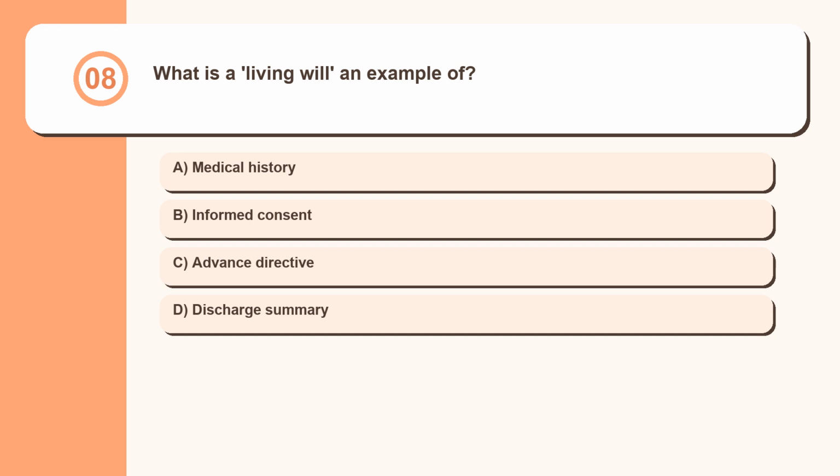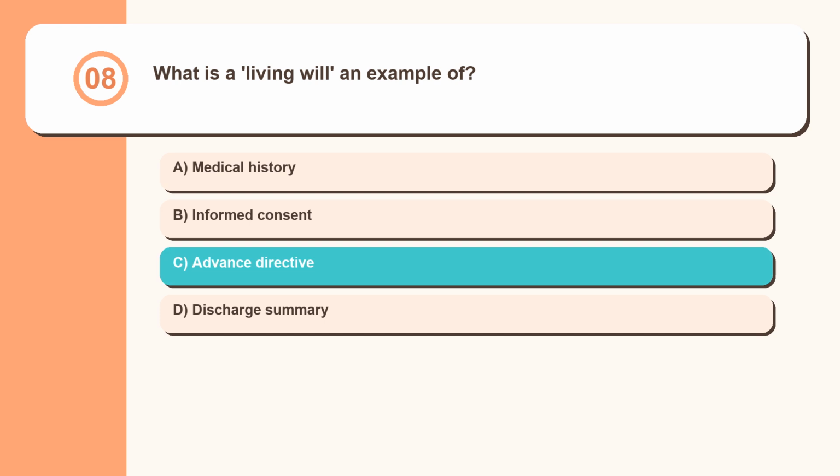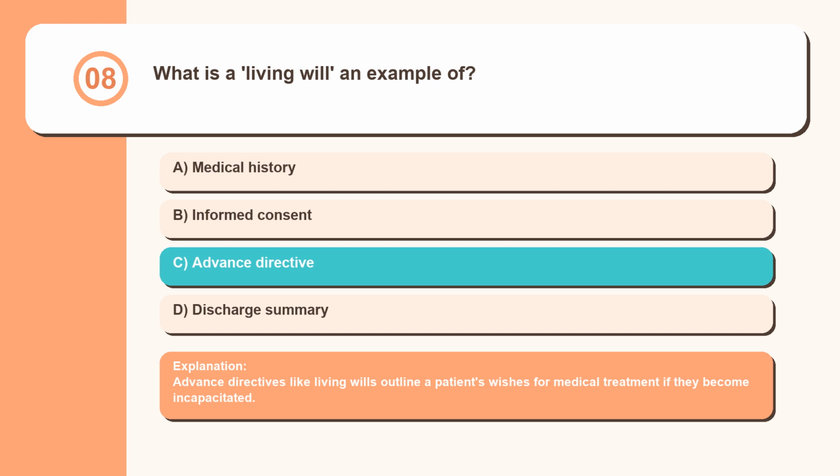Question 8. What is a living will an example of? Medical history, informed consent, advance directive, discharge summary. Advance directives like living wills outline a patient's wishes for medical treatment if they become incapacitated.